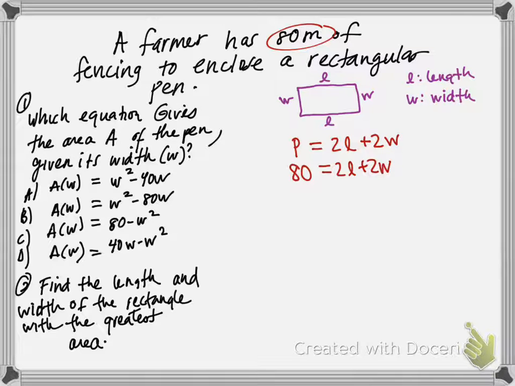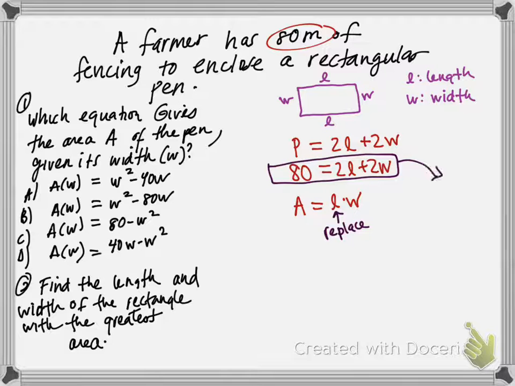So for number 1, we're supposed to write the area. Area has a formula. Area is length times width, but I notice all 4 answer choices do not use the variable L. So we have to replace L and write it in terms of the width, because all 4 answer choices only have the variable W in them. I can replace L and write it in terms of W, because this equation can be modified and I can solve for L so that I can replace L in my area formula.